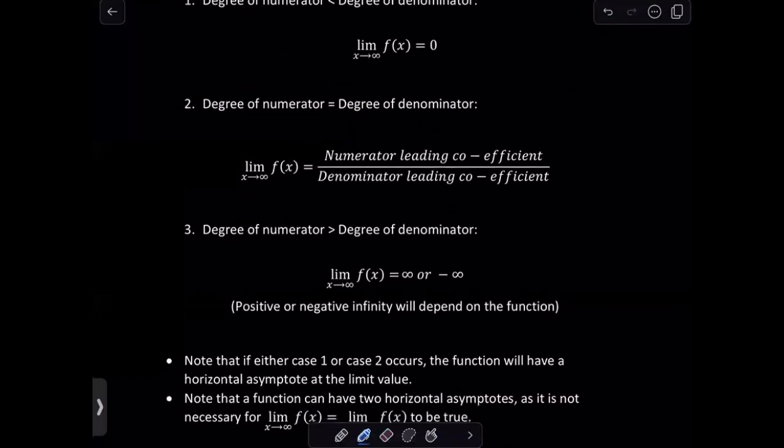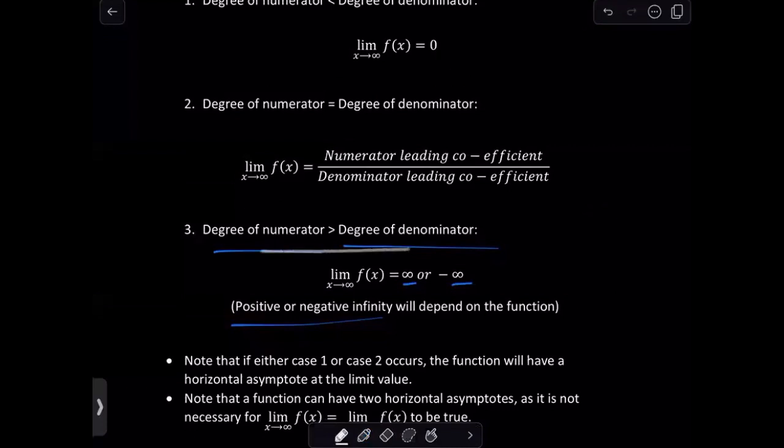Let's look at the third and last case. The degree of the numerator is greater than the degree of the denominator. So your answer is going to be equal to either positive infinity or negative infinity. I'll show you in some of the examples how you identify whether it is positive or negative. Whether it's positive or negative infinity will depend on the function.